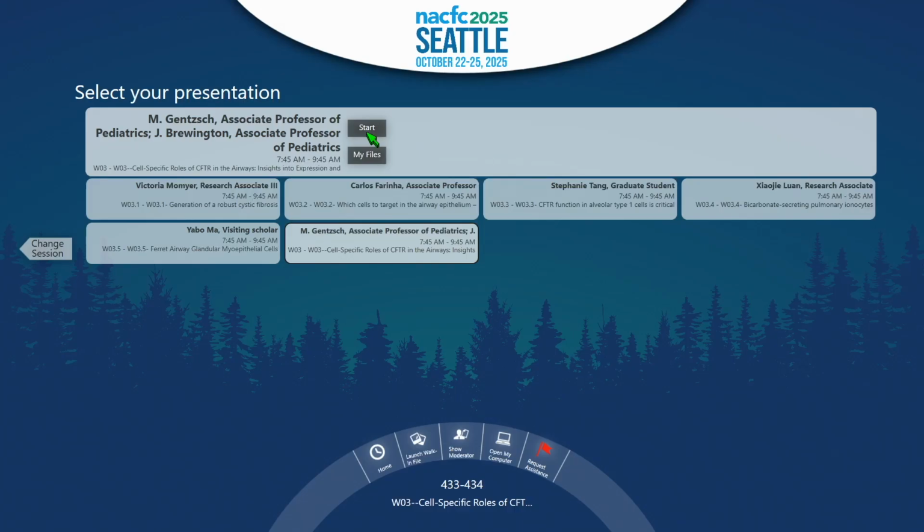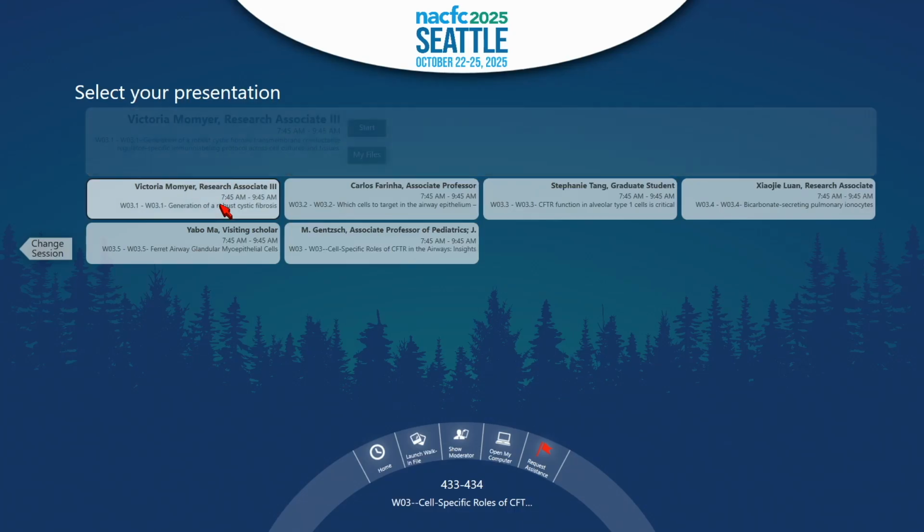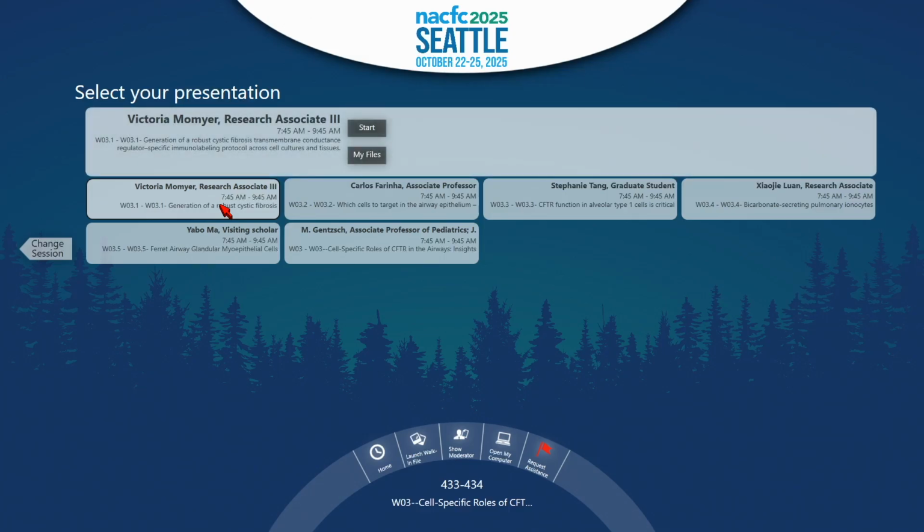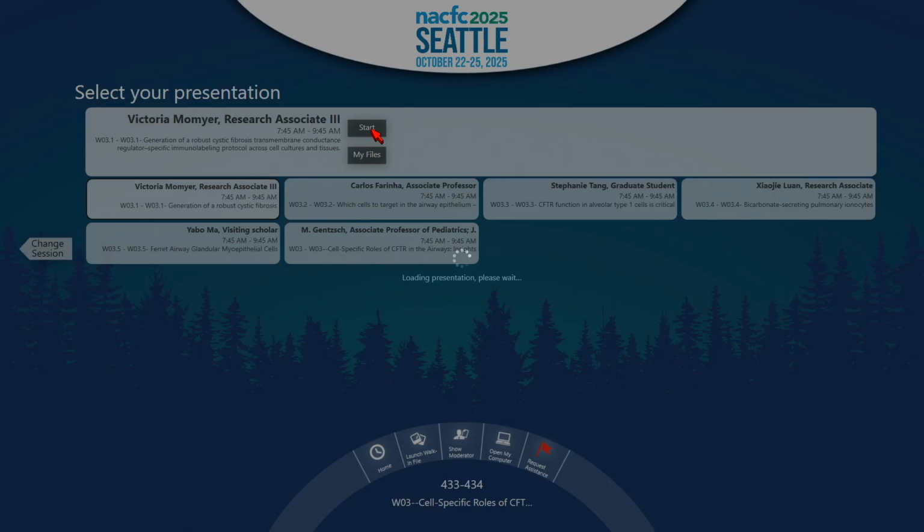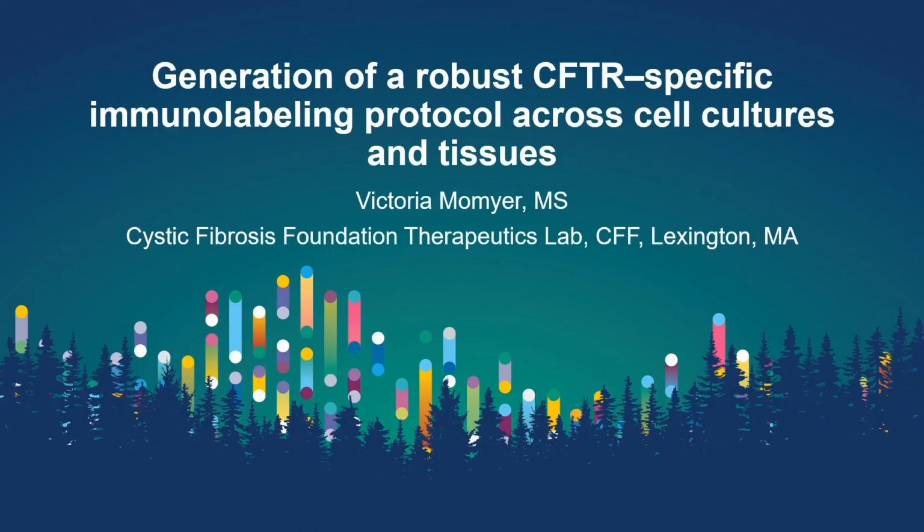And it's now my big pleasure to welcome Victoria Moemeyer from the Cystic Fibrosis Foundation Labs, and she will speak on the generation of a robust CFTR-specific immunolabeling protocol across cell cultures and tissues. Victoria.